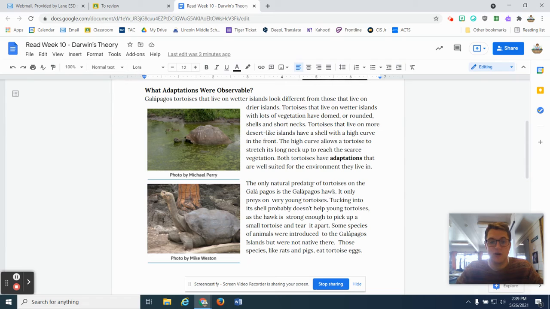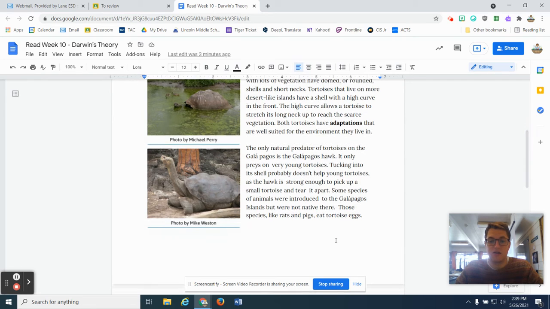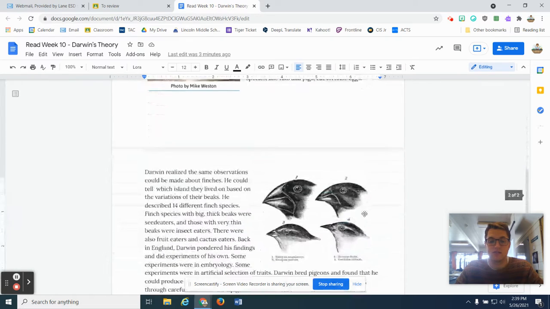The only natural predator of tortoises on the Galapagos is the Galapagos hawk. It only preys on very young tortoises. Tucking into its shell probably doesn't help the young tortoises, as the hawk is strong enough to pick up the small tortoise and tear it apart. Some species of animals were introduced to the Galapagos Islands, but were not native there. Those species, like rats and pigs, eat tortoise eggs.